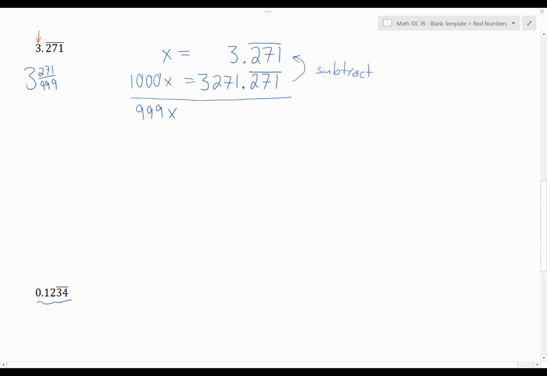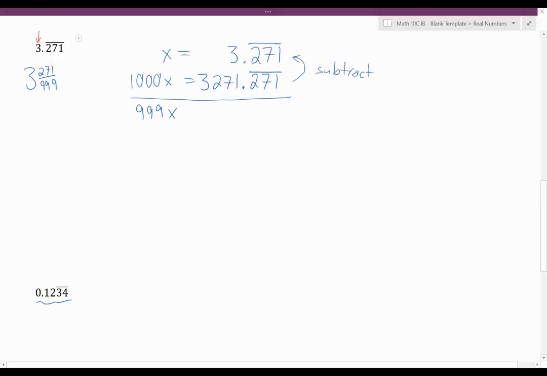Because those two are equal to what is on the right, if I subtract what's on the left, that should be equal to if I subtract what's on the right. But if I subtract what's on the right, all of these repeating decimals are going to go away because I have the exact same digits for every place after the decimal point. So what I'm really subtracting is 3271 minus 3. And 3271 minus 3 is just 3268.